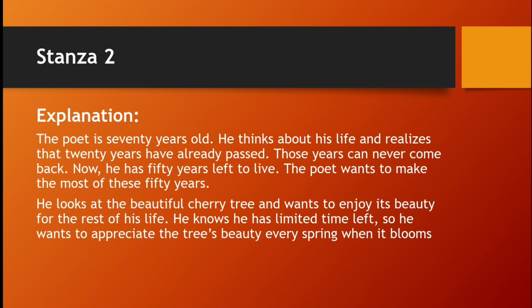The poet is 70 years old. He thinks about his life and realizes that 20 years have already passed. Those years can never come back. Now he has 50 years left to live. The poet wants to make the most of these 50 years. He looks at the beautiful cherry tree and wants to enjoy its beauty for the rest of his life. He knows he has limited time left, so he wants to appreciate the tree's beauty every spring when it blooms.